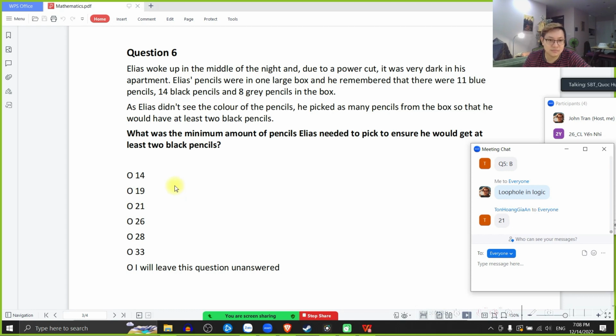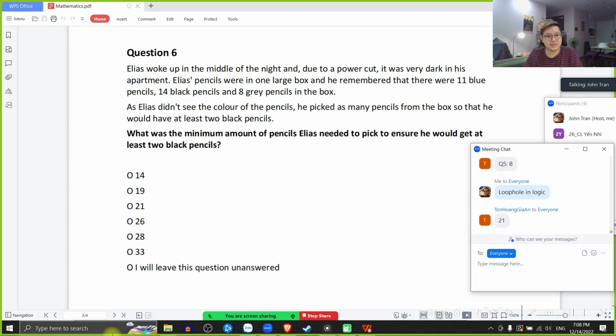I think the answer is simply number two. He just needs to take two pencils from the box. In the ideal situation, he picks the right black pencils, and he can get two black pencils.